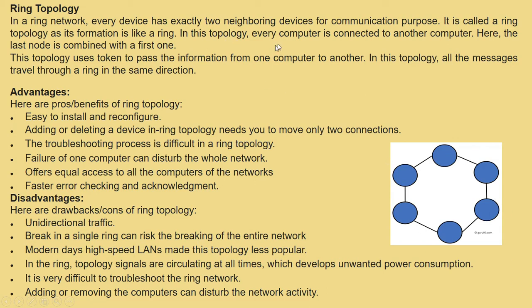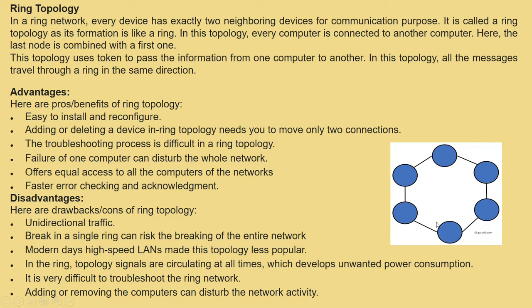So in this topology, every computer is connected to another computer. Here the last node is connected to the first one. Think about this one as your first, then second, third, fourth, fifth, sixth, and again the sixth is connected to the first one. This topology uses a token to pass the information from one computer to another, and all the messages travel through the ring in the same direction. Okay, so either clockwise or anti-clockwise, it should pass in the same direction.